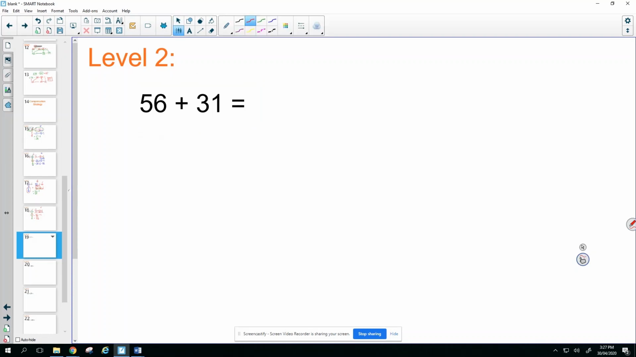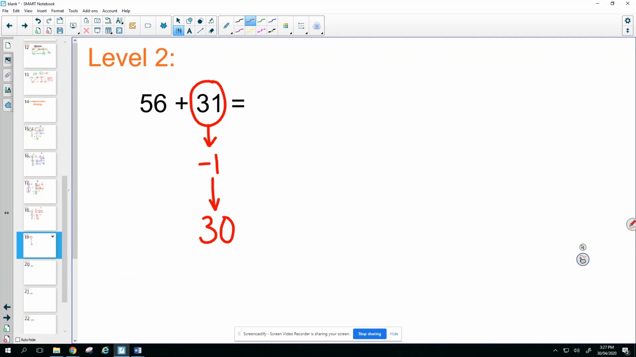Okay, so now we've got 56 plus 31. Let's look at 31 because it's pretty close to a 10, isn't it? It's pretty close to 30. So it's very similar to the last one. We needed to take away 1. So to change it from 31 to 30, I took away 1 and it became 30.